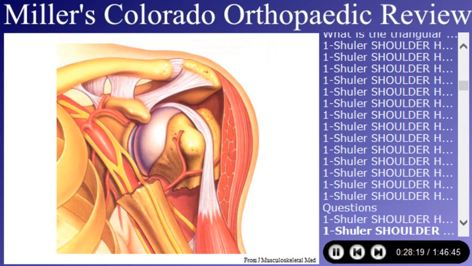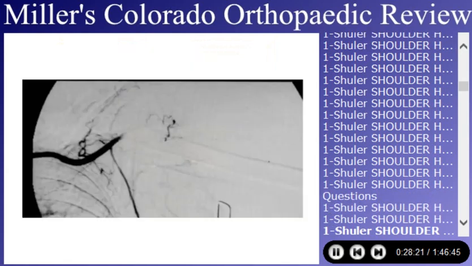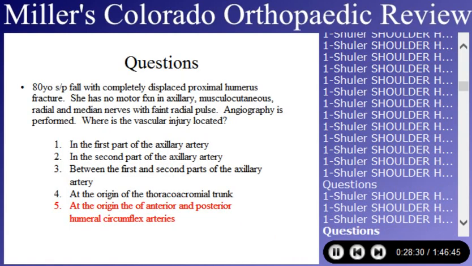And this is an example of a test question. Here's a true arteriogram. In the test question, and even though it didn't show up well, this is the humeral shaft and the humeral head is down here. 80-year-old, completely displaced proximal humerus fracture. Faint pulse, angiography is performed. Where is the vascular injury located? Well, where it's going to be most tethered: the origin of the anterior and posterior humeral circumflex arteries.